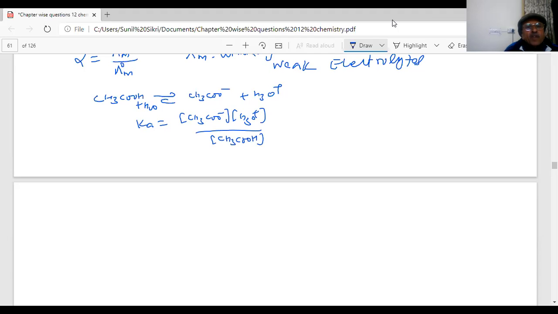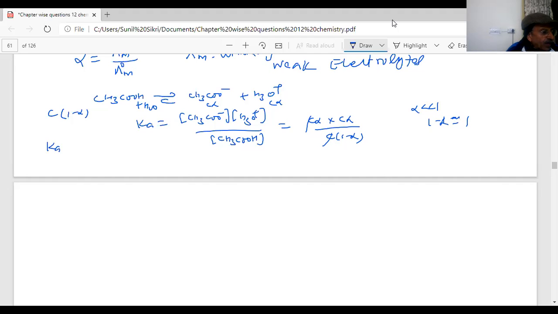So if in the beginning C amount of this was present, and alpha is dissociated at equilibrium, then this is C alpha and C alpha. So it becomes C alpha into C alpha over C(1 minus alpha). Since alpha is much, much smaller than 1, we say 1 minus alpha is almost equal to 1. So Ka is equal to C alpha square, or you can write Ka is equal to C alpha square over 1 minus alpha.